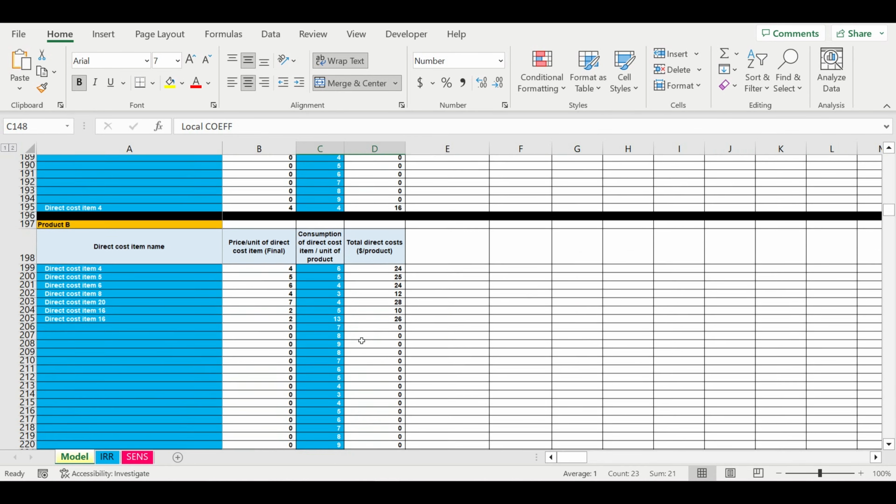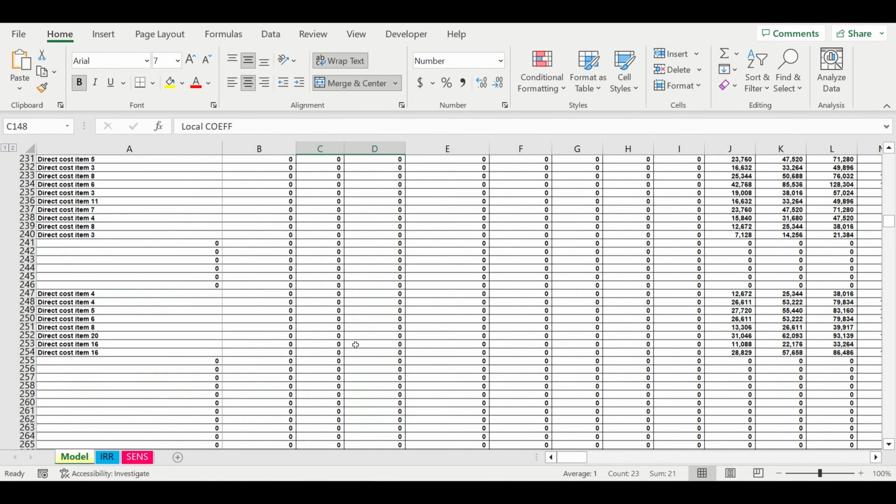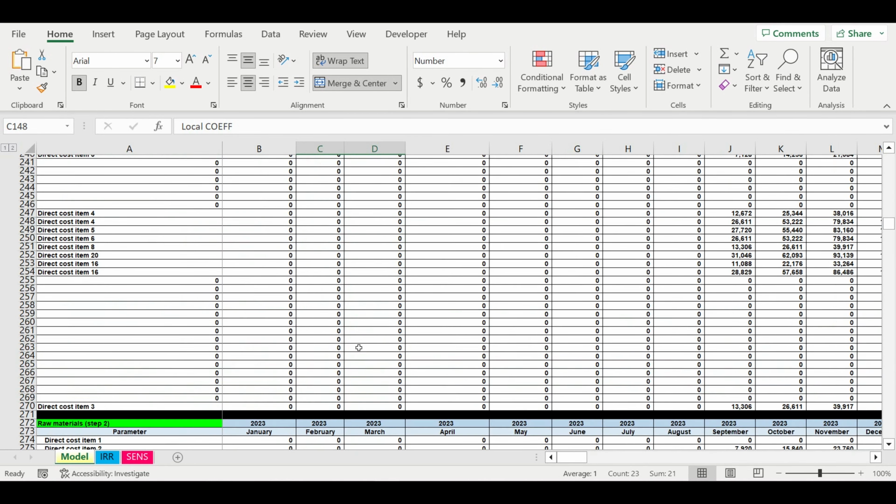So then we are moving to the investment plan. Here we describe what we invest in, when we invest, and how much we invest before we start the operating activity.